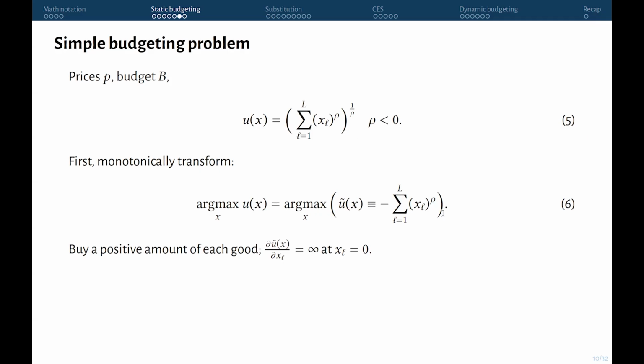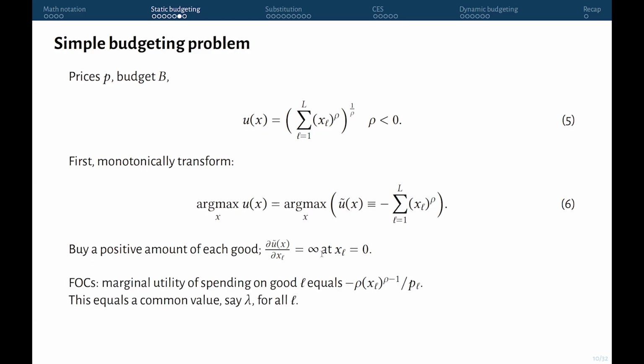And you know that you'll want to buy a positive amount of each good because of the lower Inada condition. See that? Rho is negative. So, let's say it's -1. As XL is going to 0, the derivative here, it's like -1 over x squared. So it's going to negative infinity as XL is going to 0, and then we're negating that. So overall derivative of the transformed utility function is going to infinity as XL is going to 0.